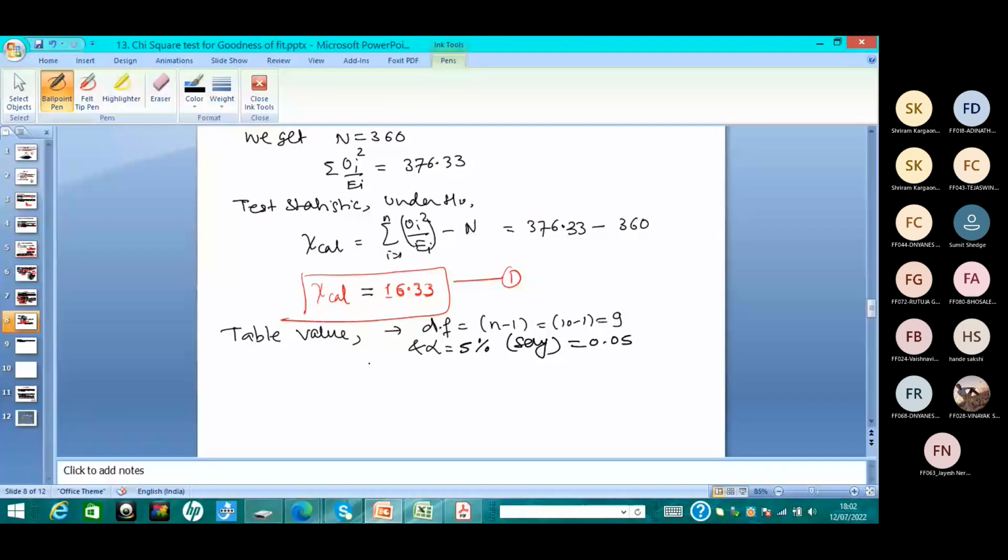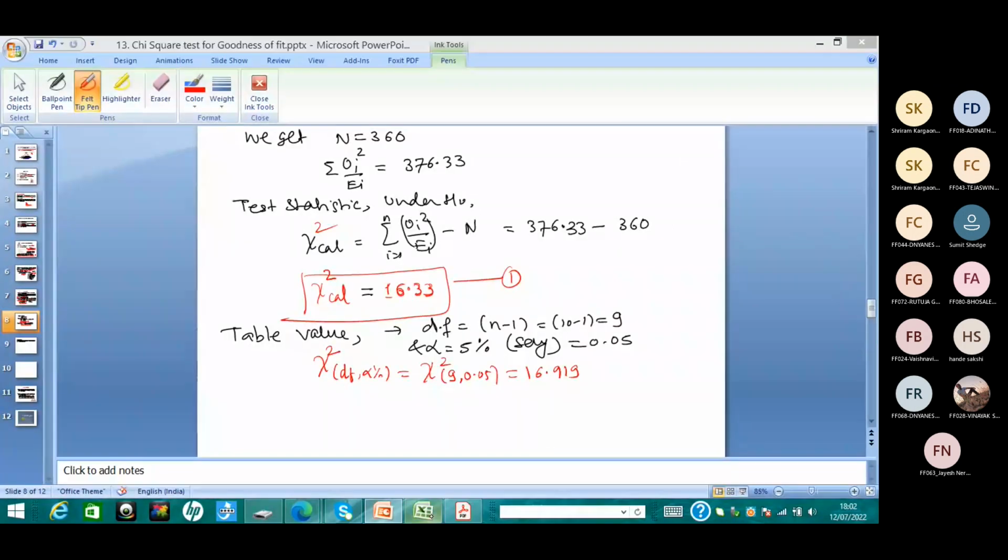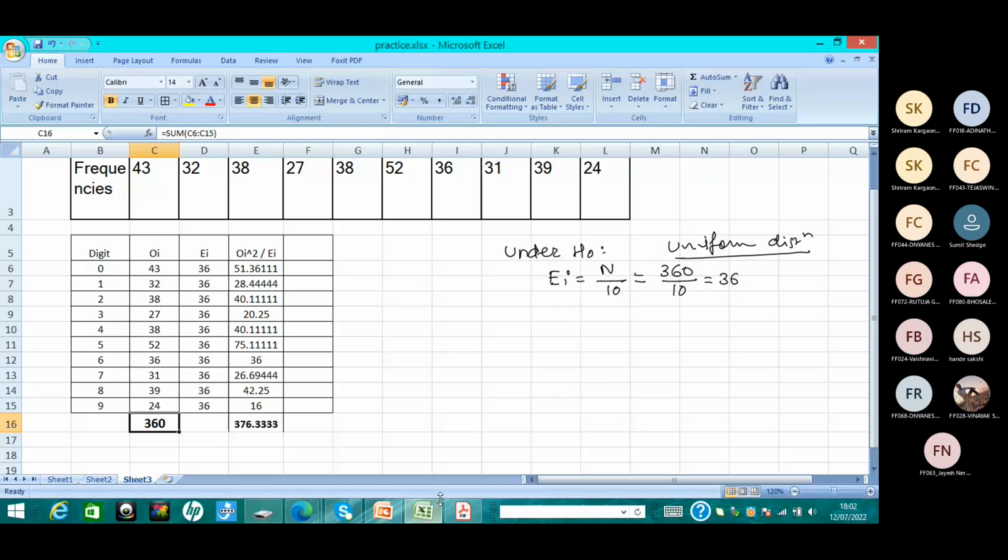So the calculated value, we also call it chi-square. I forgot it. So this is the table value, also called the critical value. So this is 9 and 0.05. So what are the values? 16.919. Let's check once again. 16.919. So this is the table value.